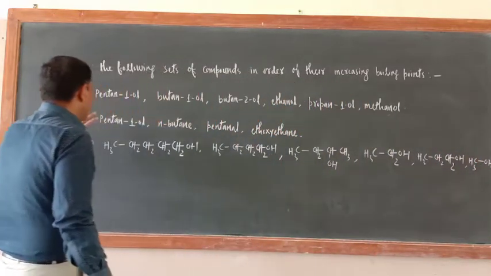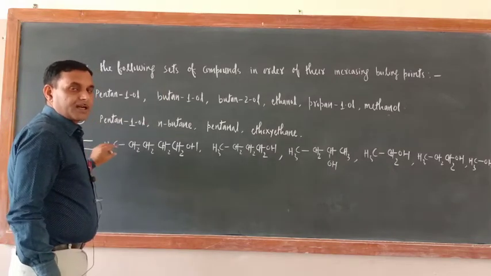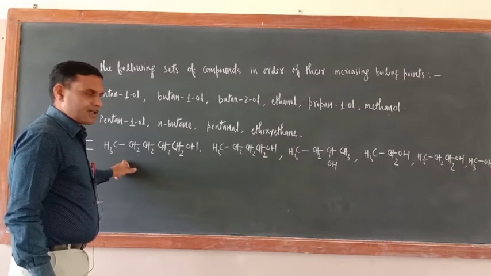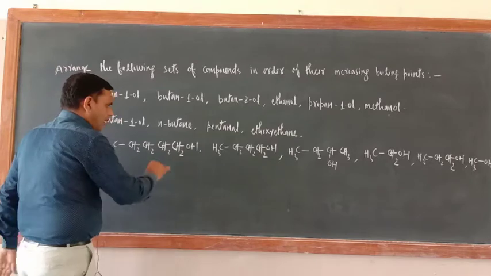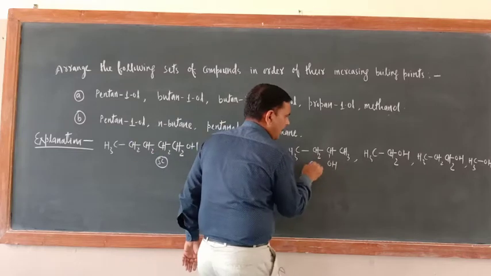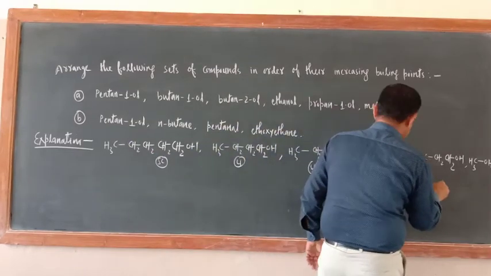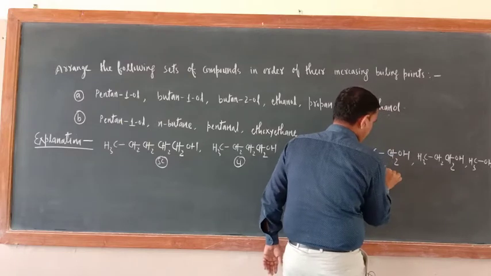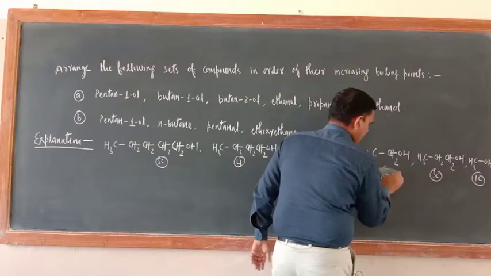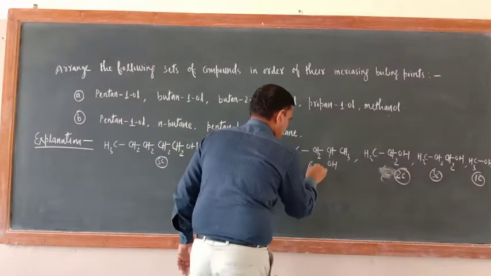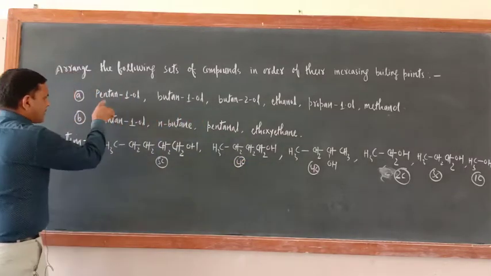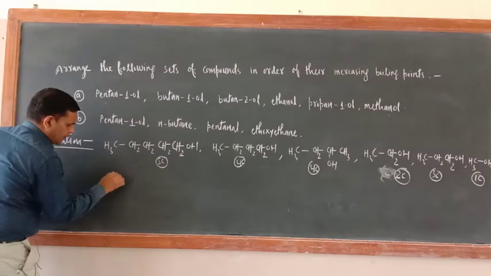Now what is the rule here? The greater the size of the alkyl group, the greater the boiling point. I told you that. So out of all, here 5 carbon atoms, here 4 carbon atoms, here also 4 carbon atoms, here 3 carbon atoms, here 2 carbon atoms, and here 1 carbon atom. So first which should be there? First pentanol. Now we can arrange in this way.